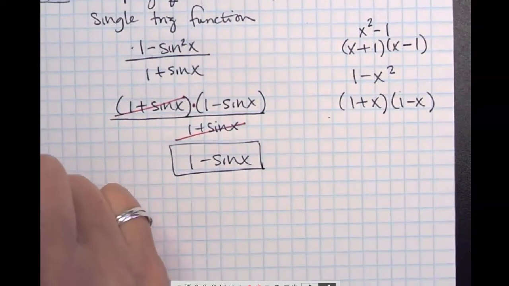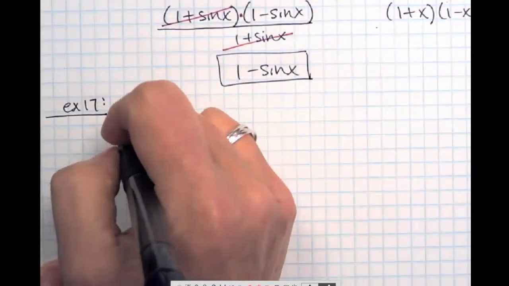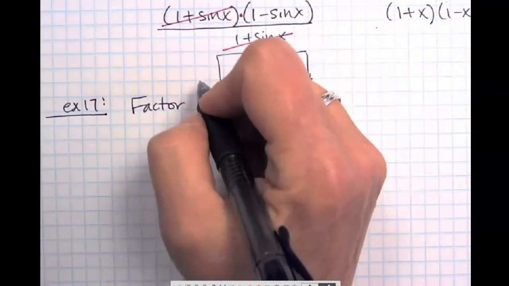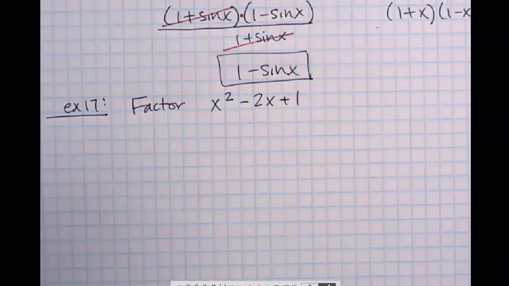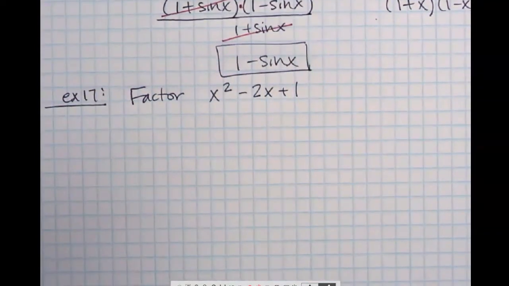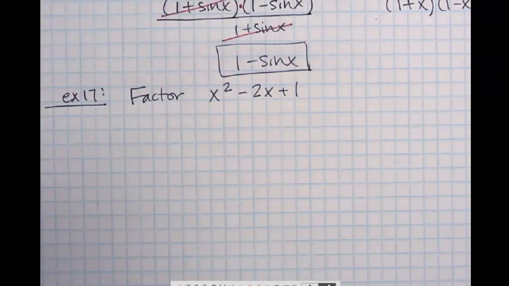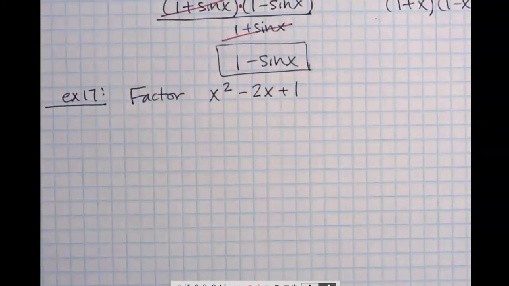Okay, example 17. Factor x squared minus 2x plus 1. There's not a trig function in this. Should be easy, right? Not a trick. I want you to factor that. We've factored. You know the method you like by now, I hope. Find those factors for me.